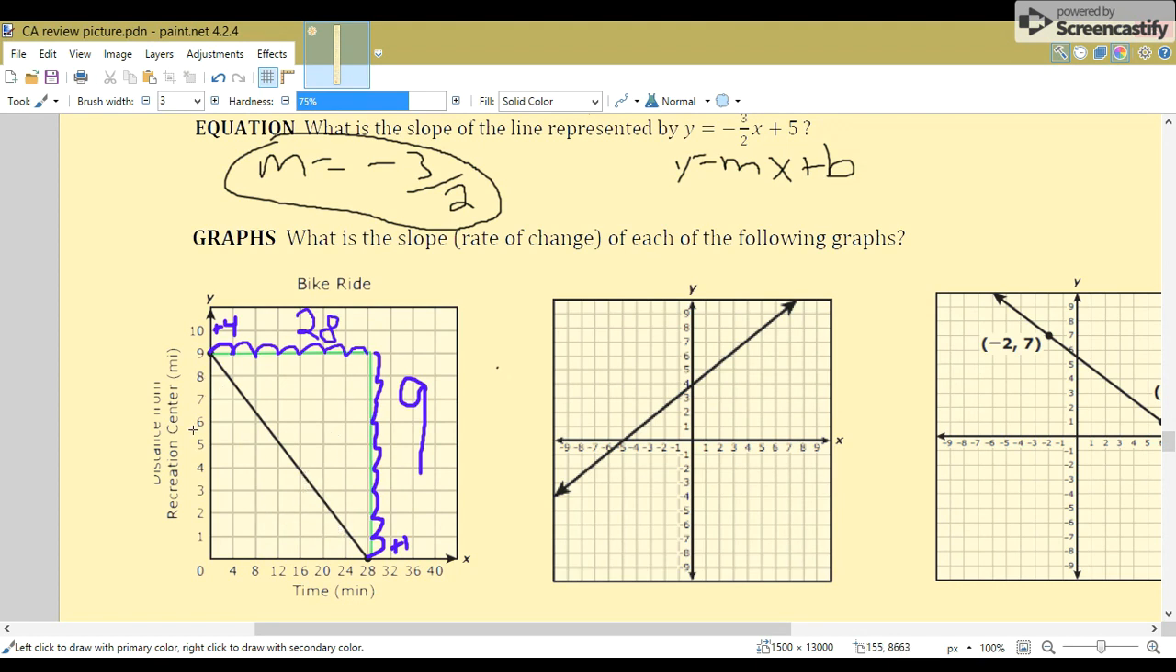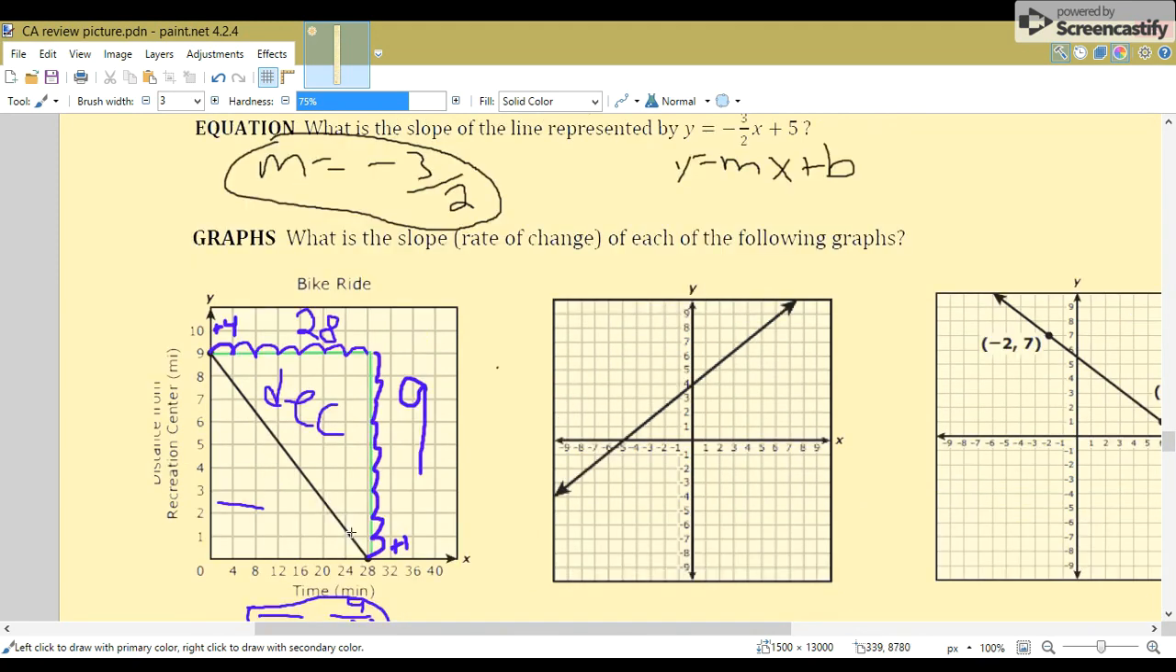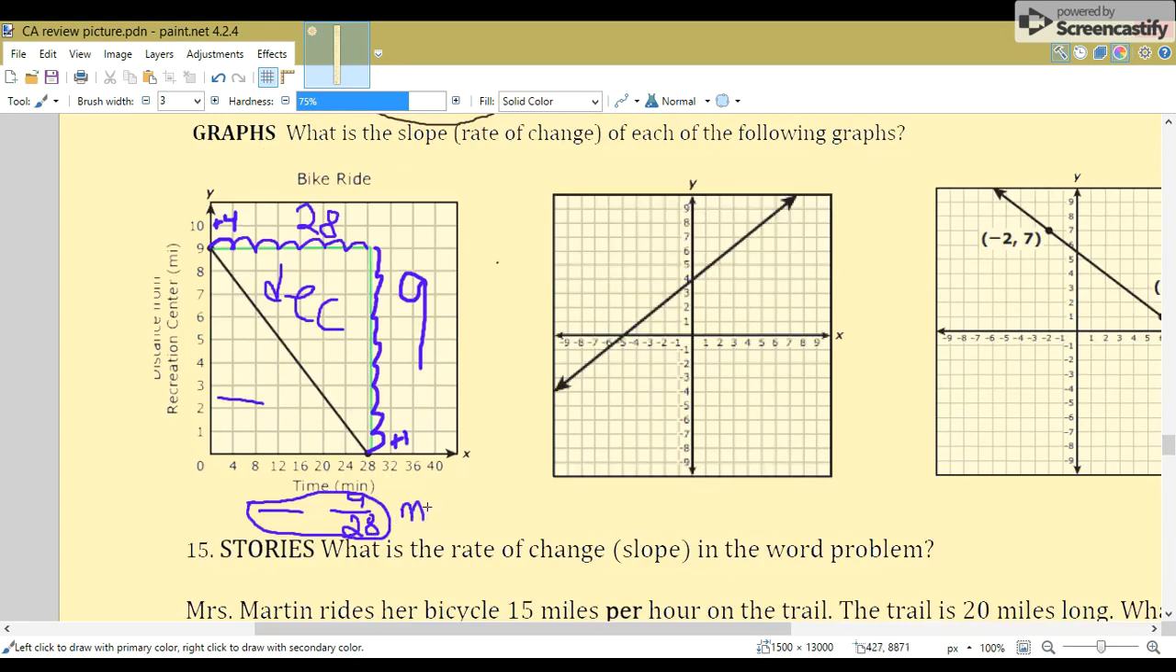Is this a positive slope or a negative slope? It's a negative slope, so that means it is decreasing. Your slope is going to have a negative sign in front of it. Your rise is 9, your run is 28. So our slope is -9/28, and it's going to be miles per minute. That is your rate of change. That's your slope. Let's look at this graph.